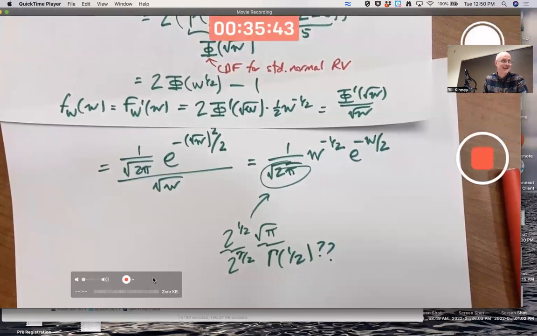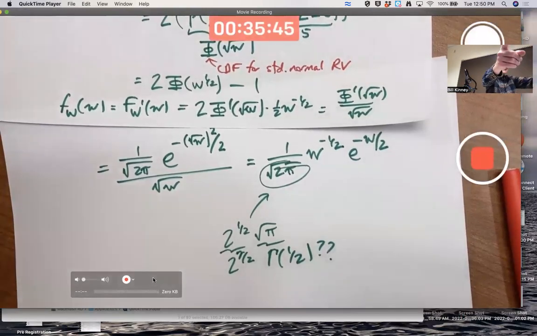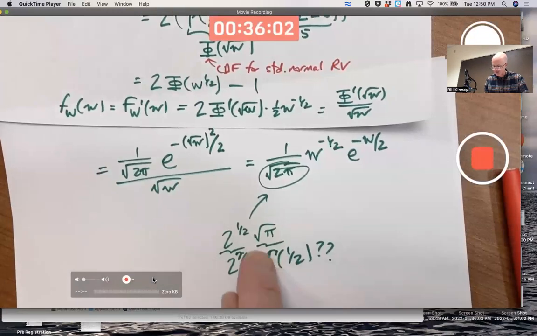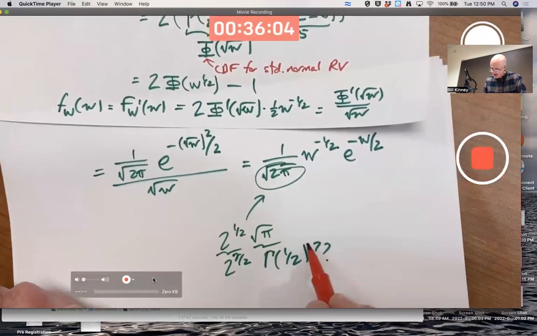It's a mystery. You should explore it. Explore why capital gamma of 1/2 is square root of pi. There's a weekend project for you. Not worth any extra credit, but just for your own joy. See if you can figure out why capital gamma of 1/2 is square root of pi. Yes, it's not question marks.